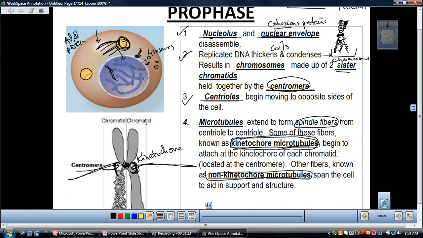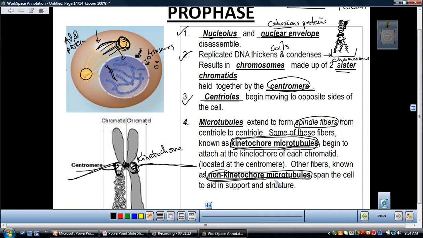Their job is to act like a little tug-of-war. They're going to push and pull and push and pull and eventually move the sister chromatids so that in metaphase they're lined up in the middle, because that's an important head count phase where we're going to make sure that all the DNA is where it needs to be. So that's a kinetochore microtubule.